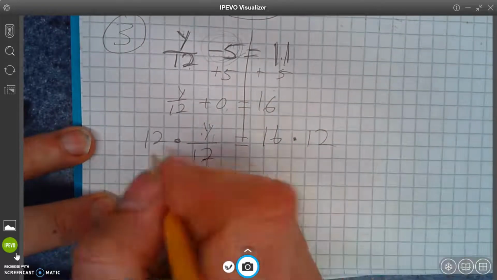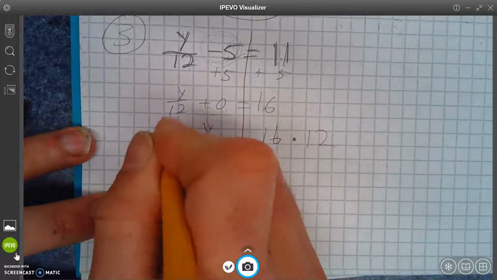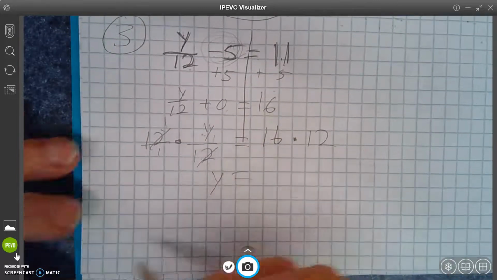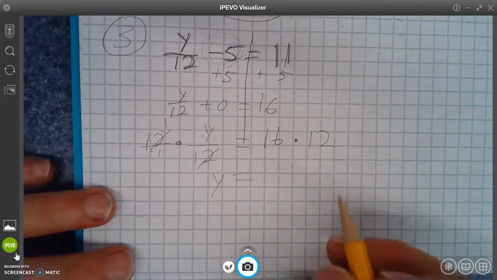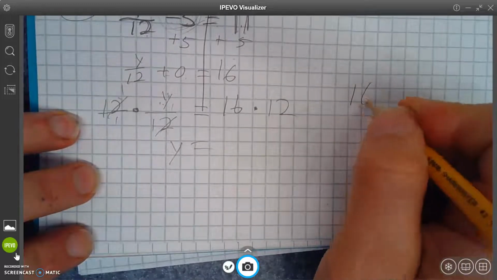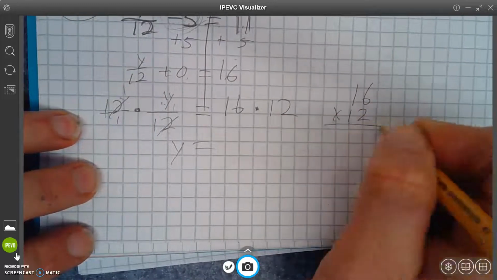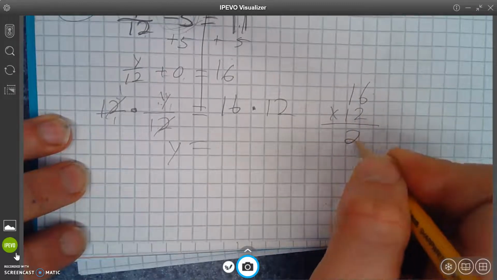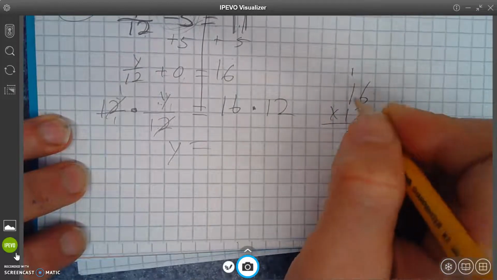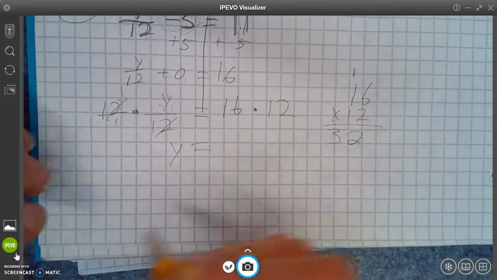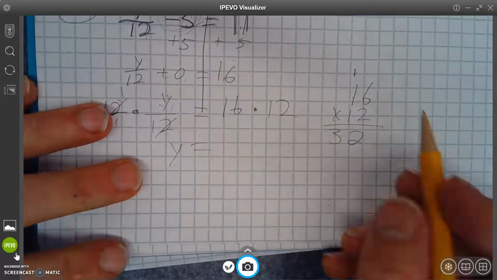Cool. 12 divided by 12 is 1, and 1 times y is itself. It's just y. 1 times 10 is 10. 1 times y is y, right? 16 times 12. Uh-oh. 16 times 12. 2 times 6 is 12. Bump the 1. 2 times 1 is 2, plus 1 is 3. Okay.